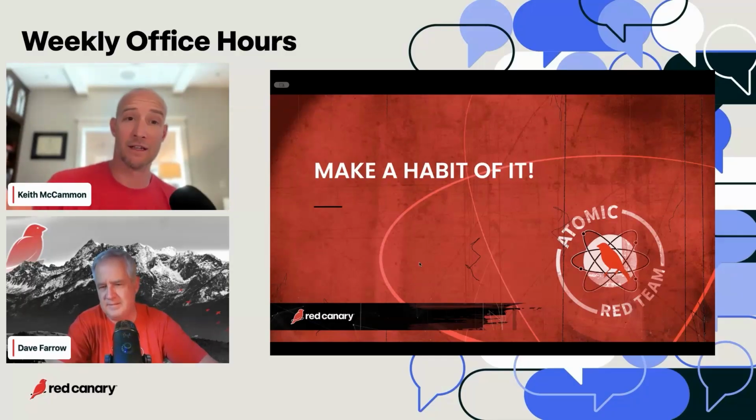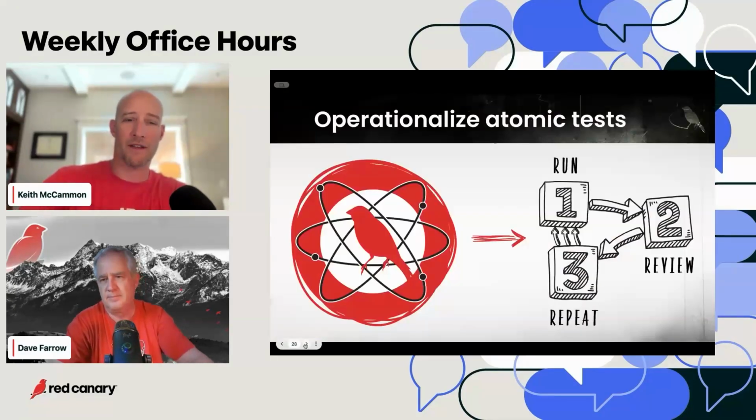Incidentally, the functionality inside of the atomic runner, which allows you to do some random sampling and scheduling, takes inspiration from Chaos Monkey. And since we're talking about testing, this is a perfect time to talk through how to operationalize this and really run, review, and repeat.